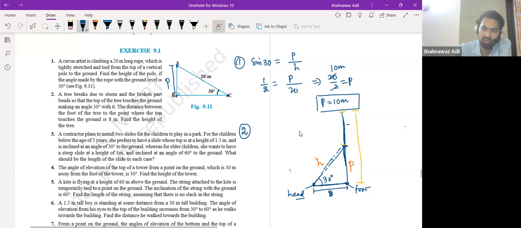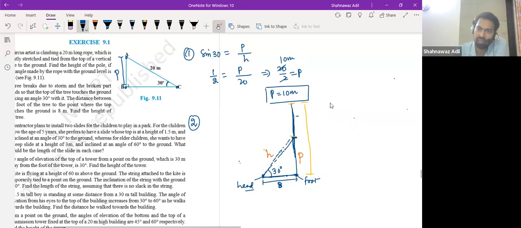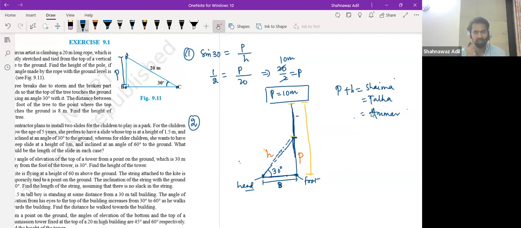Perpendicular plus hypotenuse. Did you say this? Yes. This is what you said, Shaima. Yes, sir. And Talha and Amar, what about you guys? What are you saying? What would be the height of the tree?